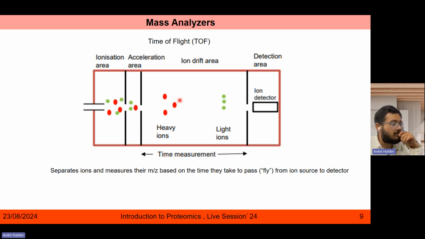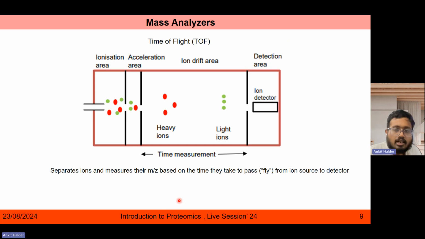So this is the way through which our ions get from the source to the detector. So this is how the ions get separated. This measures the m/z based on the time they take to pass from the ion source to the detector, that is, the time they take to fly. So this is how it calculates the m/z.